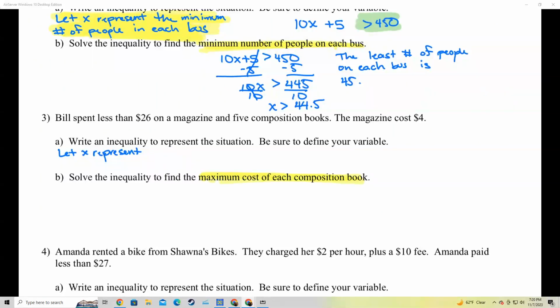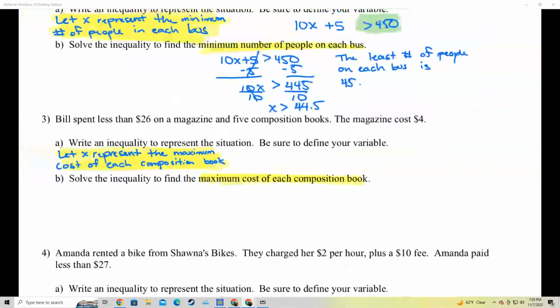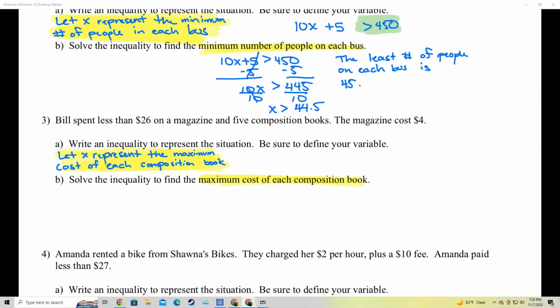So let X represent the maximum cost of each comp book. That statement I got from that yellow highlighted portion. So I defined my variable. How is my inequality going to end? Well, it says that Bill spent less than $26. So I want to have less than $26 over here.